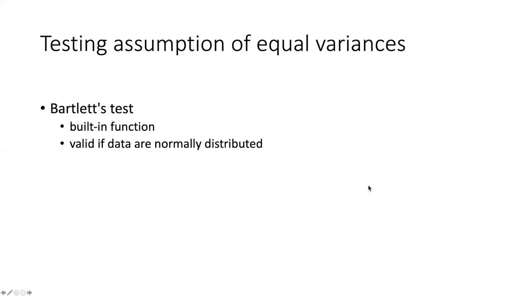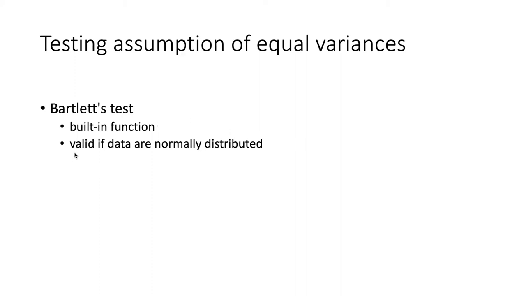The third assumption of the t-test of means that we should test is whether the two groups have equal variances or not. There are a number of different tests. I'm going to go ahead and choose Bartlett's test, mostly because it's a built-in function in R and I don't have to load any libraries. And it is also valid if the data are normally distributed.